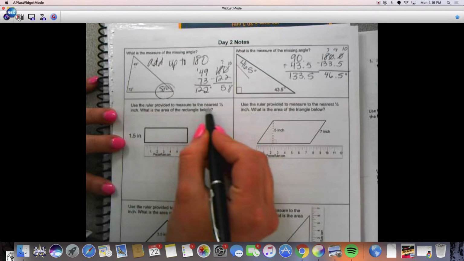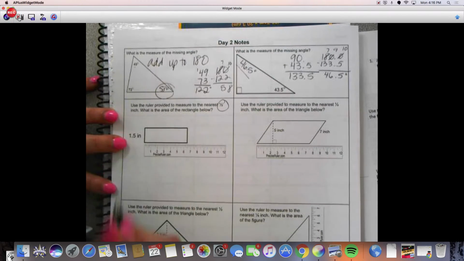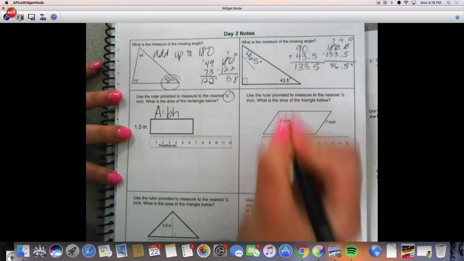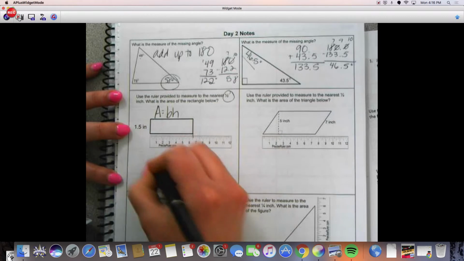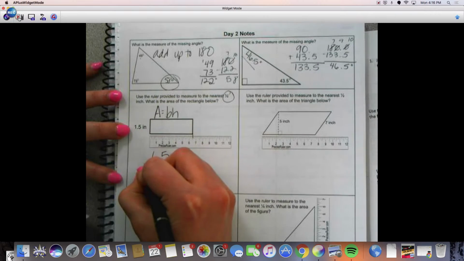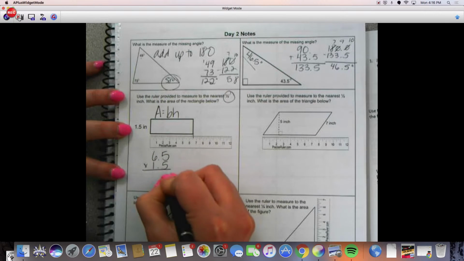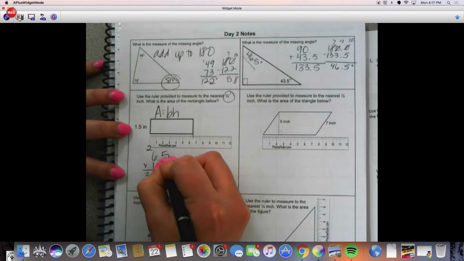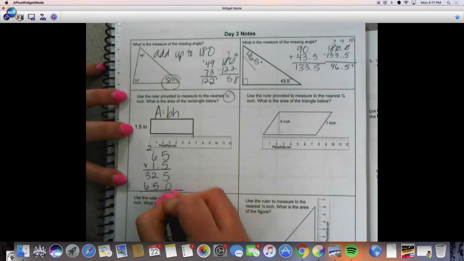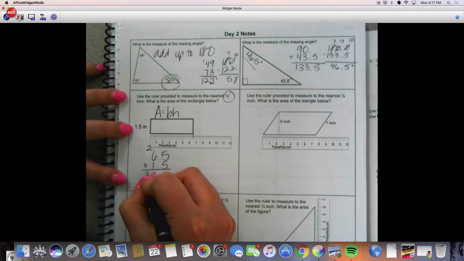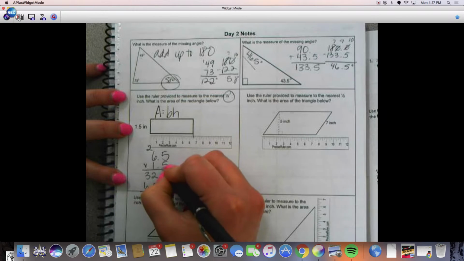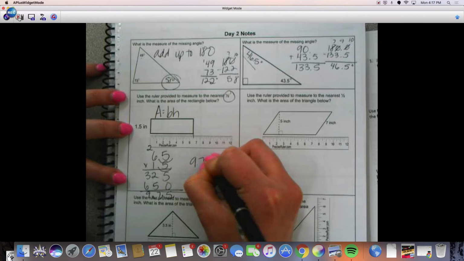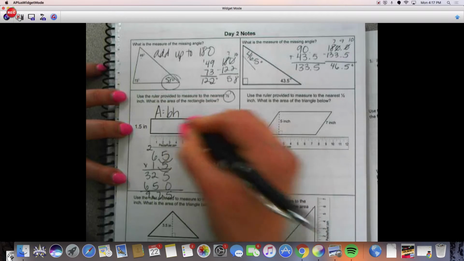Use the ruler provided to measure to the nearest half an inch. What is the area of the rectangle below? Well, I know my first step is to write my formula. Area equals base times height. My base stops at 6.5, and my height is 1.5, so I multiply them. And I have 1, 2 place values, so I move over 1, 2. So my answer is 9.75 inches squared, because that's a 2D shape.